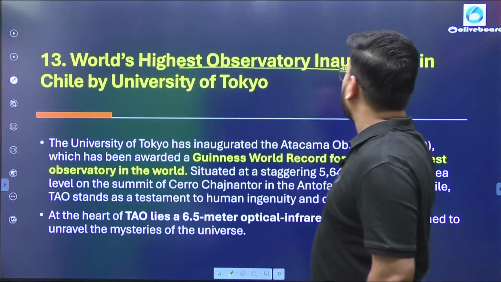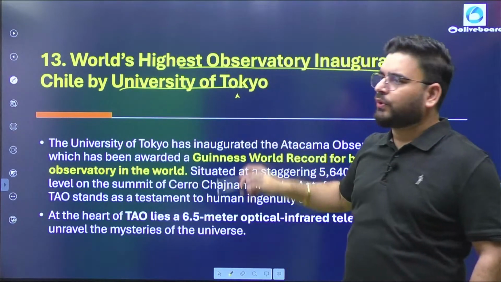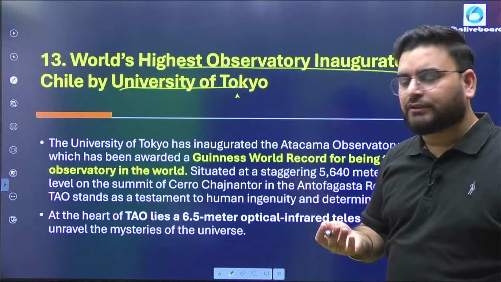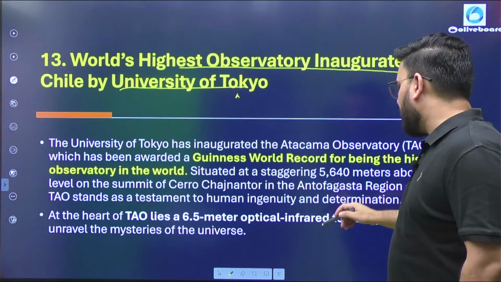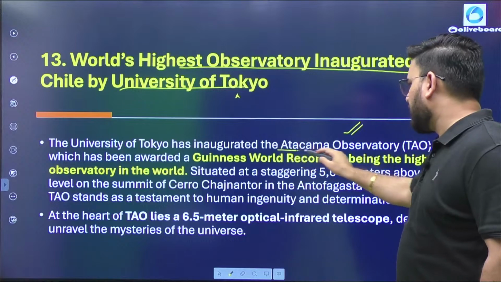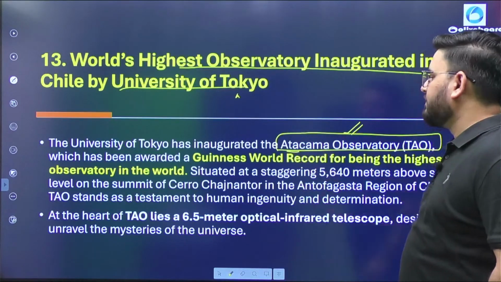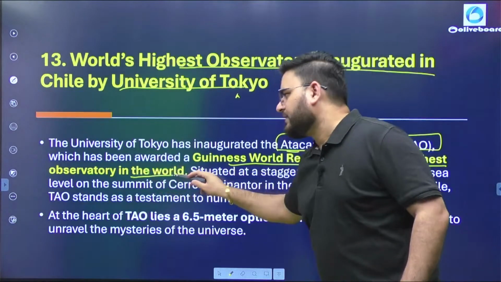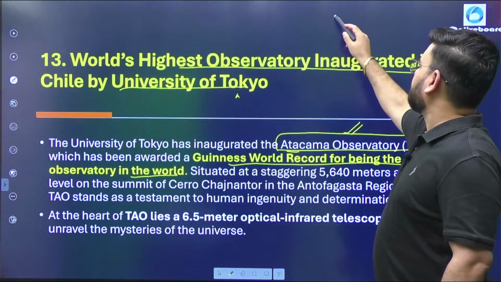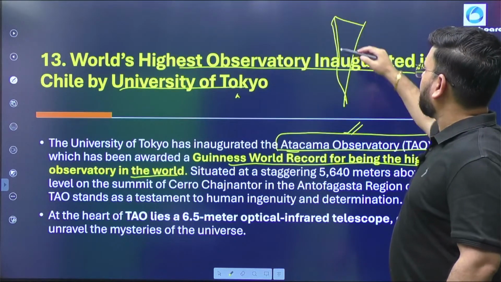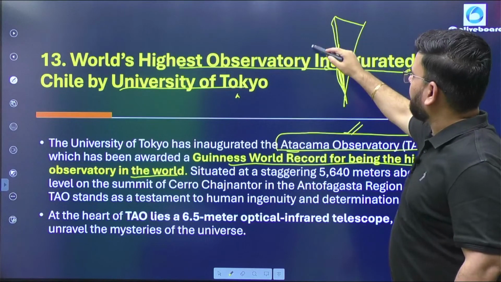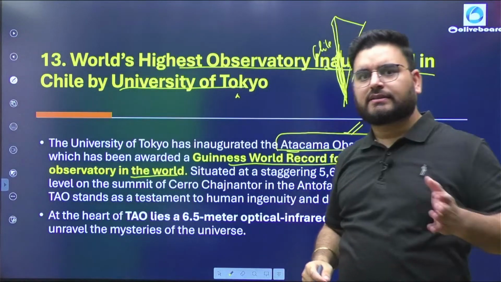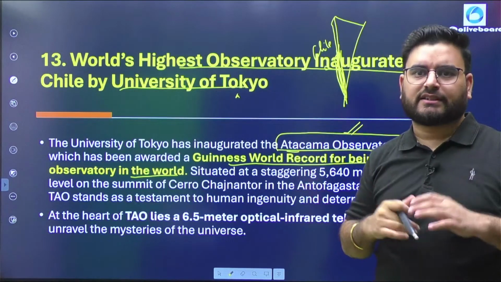Next we have the world's highest observatory inaugurated in Chile by the University of Tokyo. The University of Tokyo has inaugurated this highest observatory, and it is situated in the Atacama Desert in Chile. This observatory's name is Atacama Observatory, and it has been awarded a Guinness World Record for being the highest observatory in the world. If you see the map of South America, this portion here is Chile. The southwest corner is the entire Chilean territory, and this is where the Atacama Desert is situated.